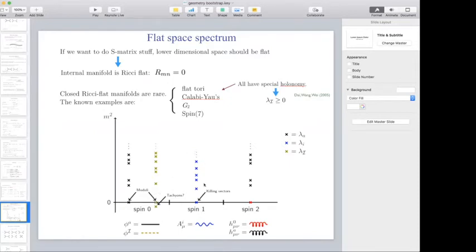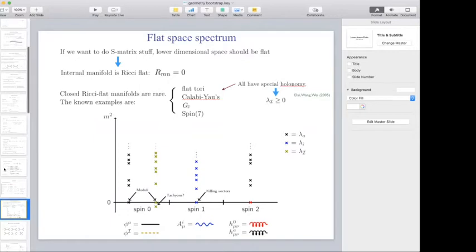And then there's this tower of massive spin 1s, which comes from the vector Laplacian, which are massless only if you have a Killing vector. And then there's this tower of spin 2s, which comes again from the scalar Laplacian. And there's always one massless one, the zero mode graviton, and then a tower of massive spin 2s. Okay, so that's the spectrum.